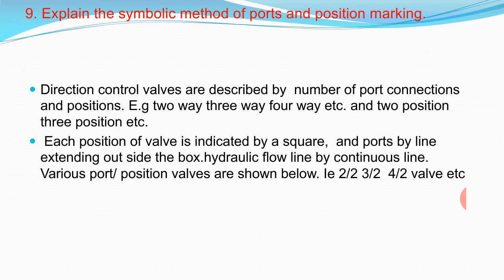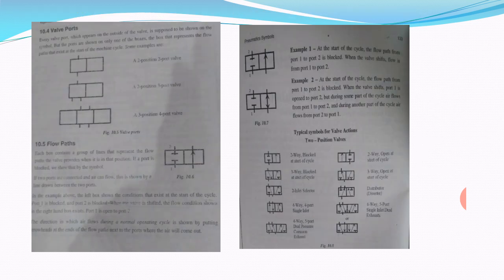Each position of the valve is indicated by one square, and ports by the lines extending outside the box. Hydraulic flow lines are shown by a continuous thick line. Various ports and positions of 2x2, 3x2, 4x2 valves are shown here. Two squares mean a 2 position valve, and 3 squares mean a 3 position valve.